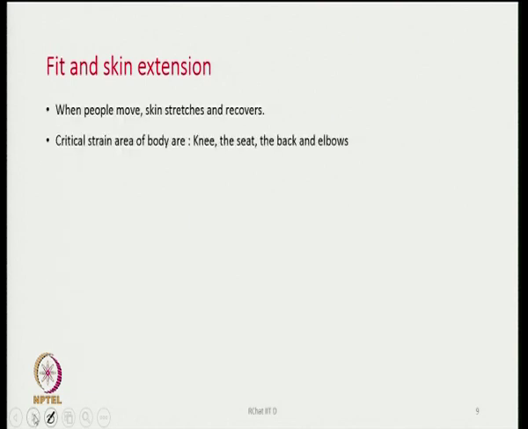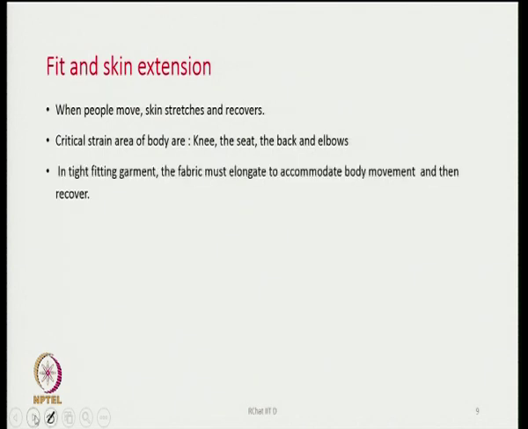Now, here fit and skin extension is important. We already have discussed something about it. When people move, skin stretches and recovers, as we have already discussed. Critical strain areas of the body are the knee, the seat, the back and the elbows. These are the very critical strain areas of the human body. That is, in these areas there is a lot of change in dimensions, because the skin will stretch. Skin is such a material that it is stretchable, and with very little force it can stretch easily.